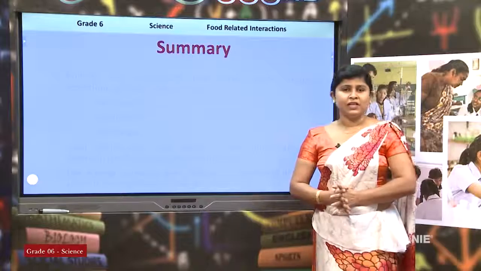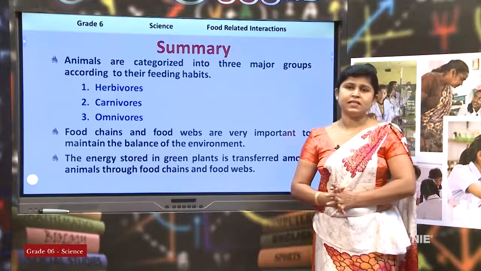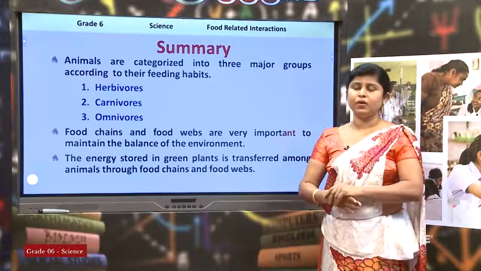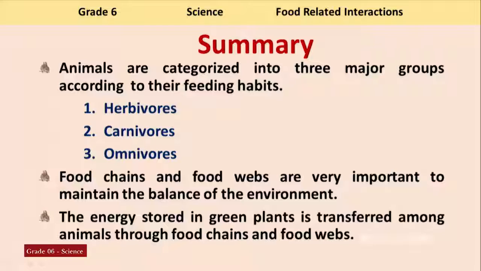Right? My dear children, now I am going to sum up the lesson. Let us see the summary of the lesson. I am going to summarize what we have learned so far. Animals are categorized into three major groups according to their feeding habits. Right? We learned that the animals in our environment can be categorized into three groups: herbivores, carnivores and omnivores. Then food chains and food webs are very important to maintain the balance of the environment.